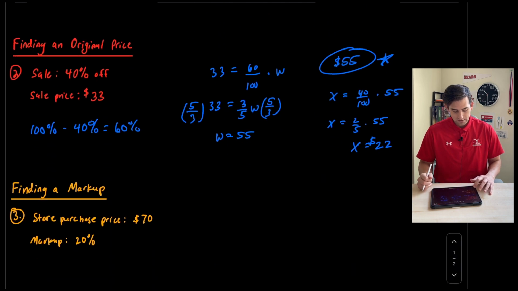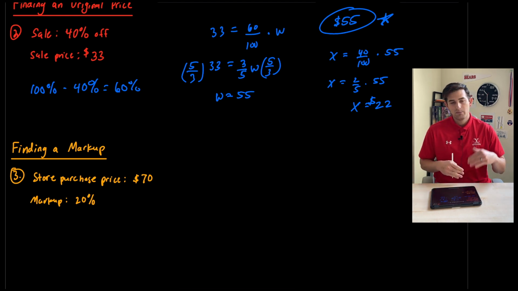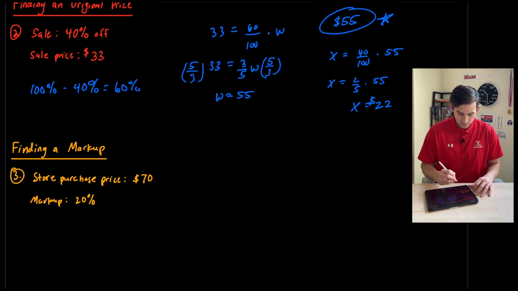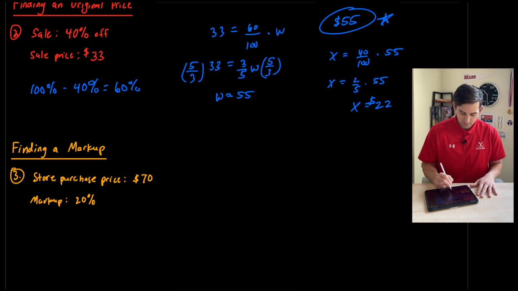Okay? All right, the last example here that we're going to do involves a markup. So now the store is purchasing some item for $70 and they're going to mark it up 20% in order to reap a little bit of profit here. So this is very similar to number one, except now we're going to add the markup instead of subtracting the discount. So we're going to figure out what number would be 20% of 70. So once again, we can reduce 20 over 100 to 2 over 10 or 1 over 5. And now we're going to multiply that by 70.